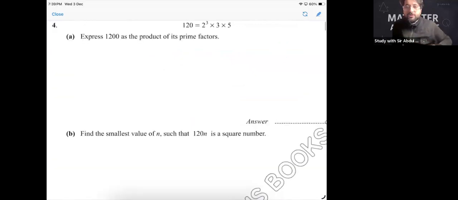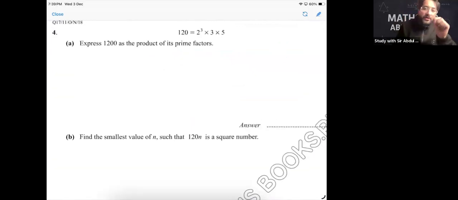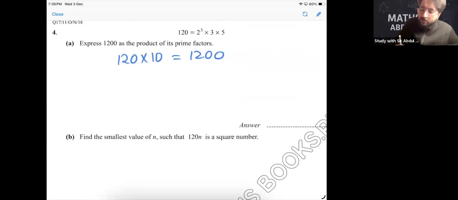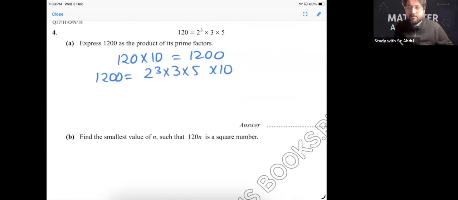Question number 4, please. The prime factorization of 120 is given and expressed for 1200. So we can see that 120 times 10 is 1200. Yes or no? So no need to do prime factorization again. We know that 120 times 10 is what? 1200. So can I say that 1200 is equal to 2 cube times 3 times 5 times 10? Can I say that or not? Yes or no, everybody? Yes.